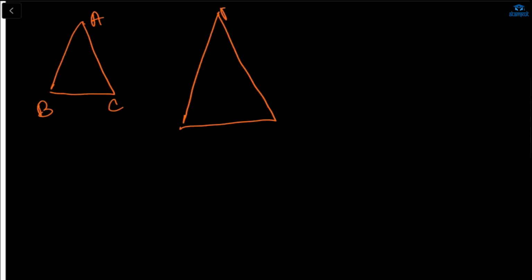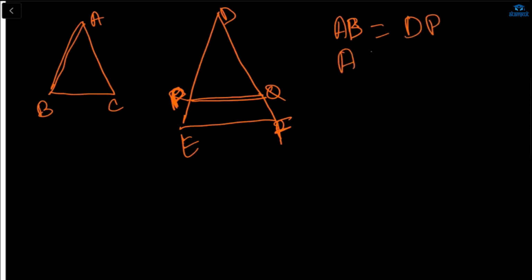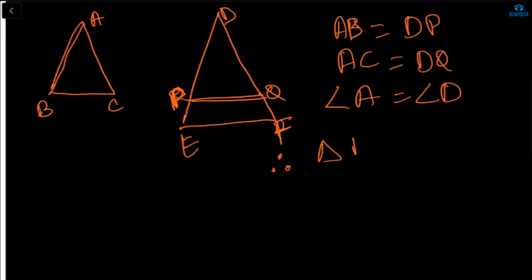Now we have taken two triangles. One triangle is ABC, another triangle is DEF. Now we have taken points P and Q in such a way that AB is equal to DP and AC is equal to DQ. Understood? And it is already given that angle A is equal to angle D. Therefore triangle ABC is congruent to triangle DPQ.